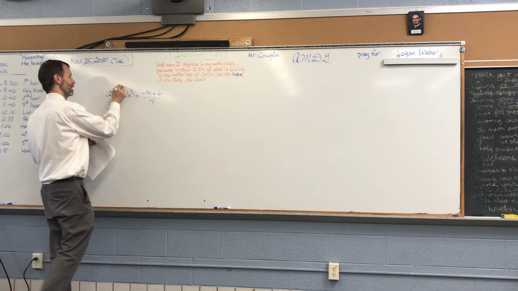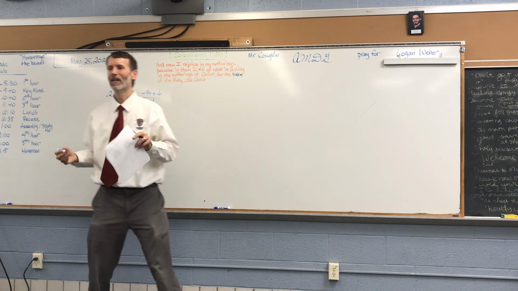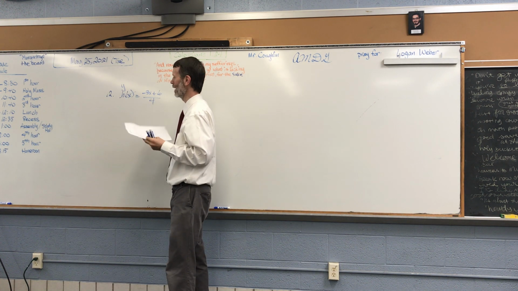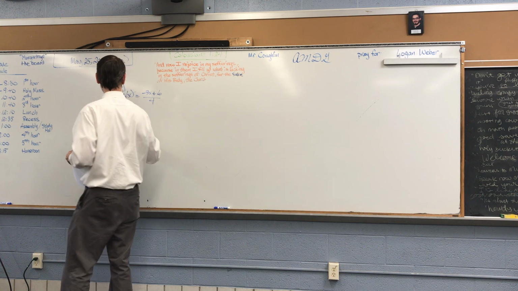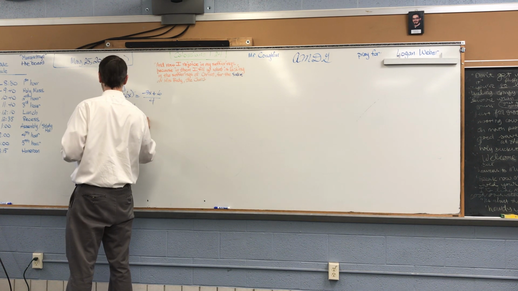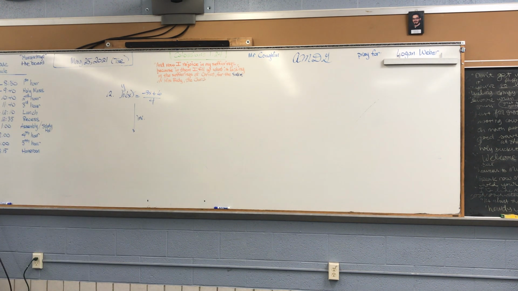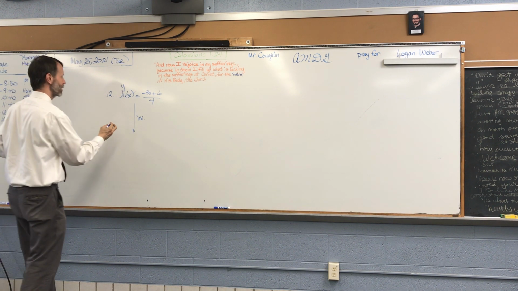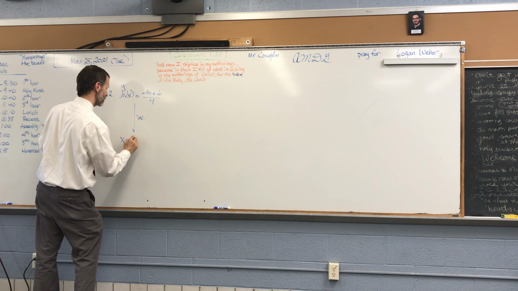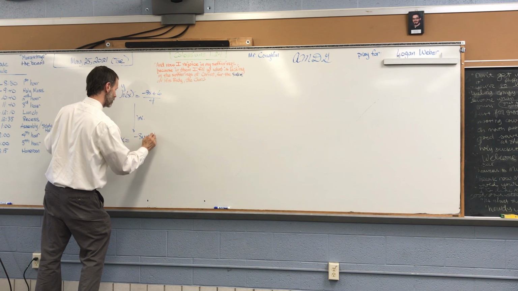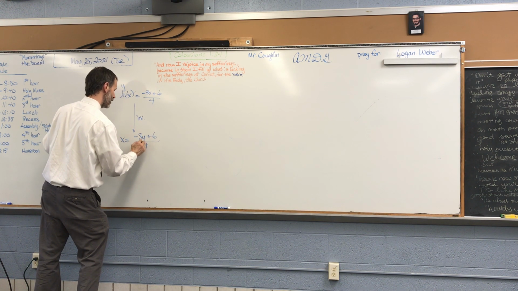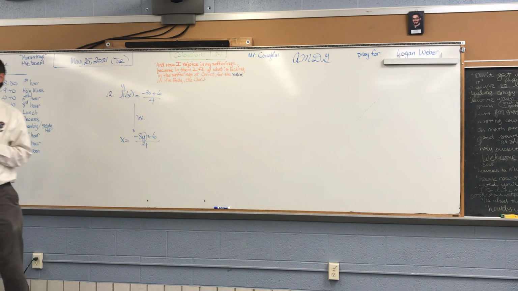Y. Yeah, f of x, g of x, h of x. That's a function, it's just another name for y. How do you get the inverse function? You switch the x and y. You trade places. It's x equals negative 3y plus 6 over 4. And then get y by itself.